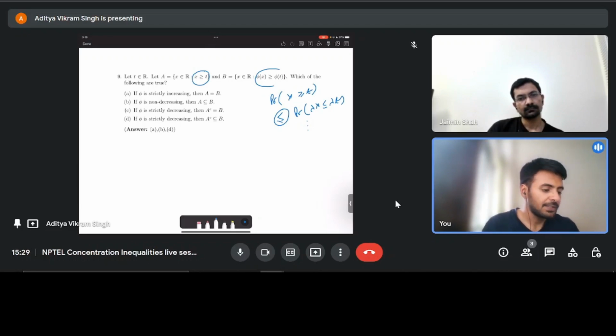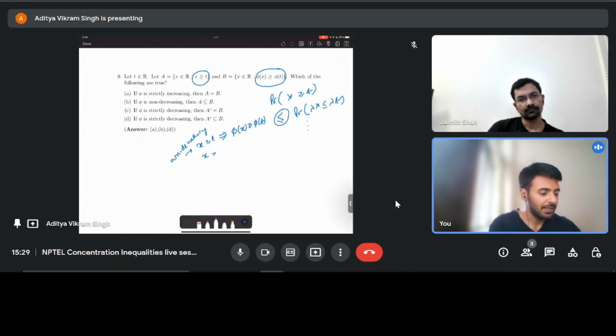If phi is strictly increasing, then a equals b. So this is okay: x greater than or equal to t implies that phi x is greater than or equal to phi t. And this would have been just non-decreasing.